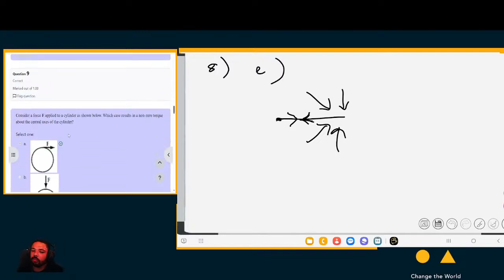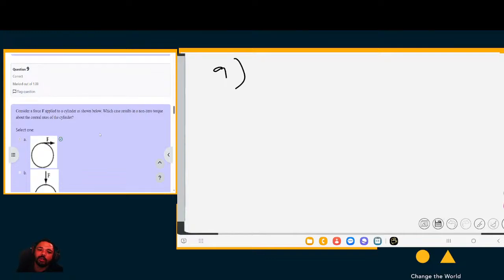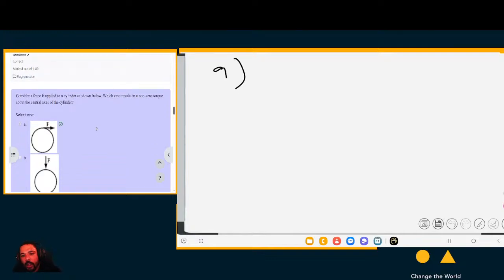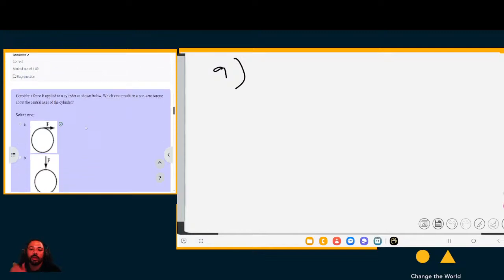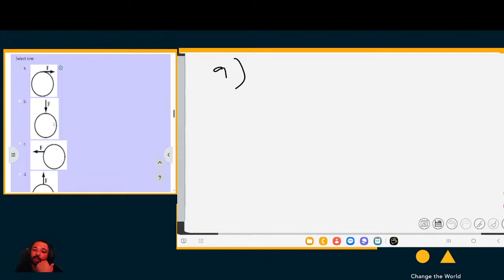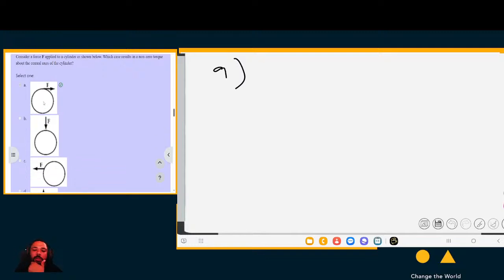Okay, question number 9. This one is quite fast because we have removed the one on oscillation or simple harmonic motion. So question number 9. Consider the force applied to the cylinder as shown. This is the cylinder looking from the top. Which cases result in a non-zero torque about the central axis? If you look at the center of each circle, that will be its pivot point.